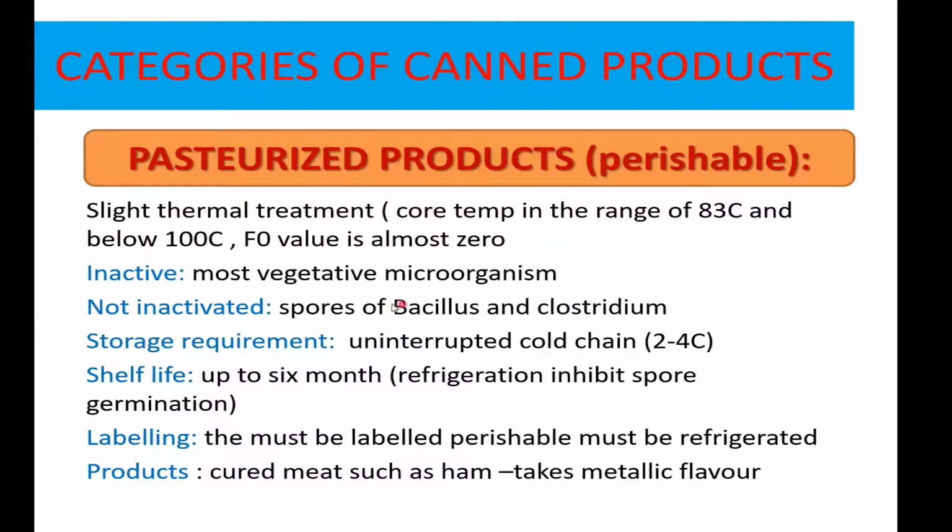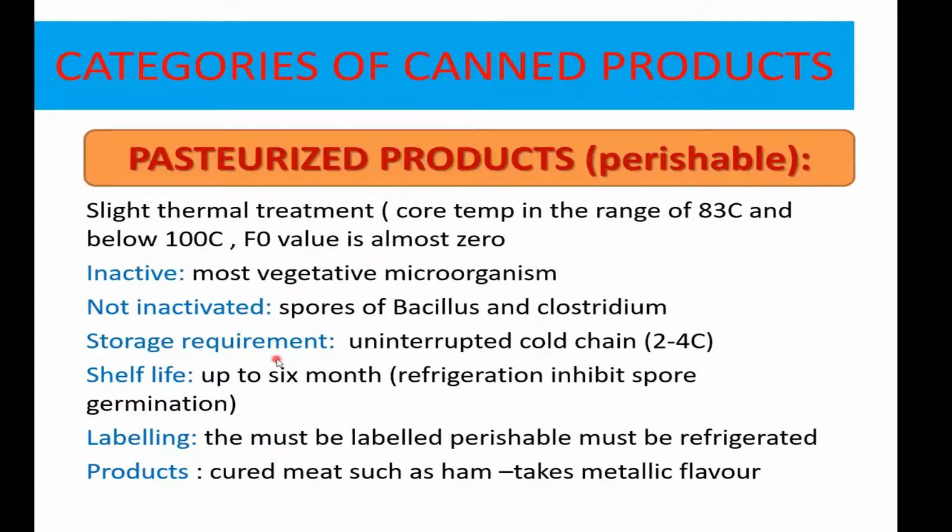Is it clear? So what we are doing here is we inactivate most of the vegetative microorganisms. We are not subjecting to high temperature, only below 100 degrees centigrade. The core temperature is in the range of 83 to below 100 degrees centigrade. That core temperature of the can, the geometric center, I hope you remember that critical thermal point. Since we are not subjecting to high temperature, we will be destroying only the vegetative microorganisms, and the spores of Bacillus and Clostridium or thermophilic bacterial spores are not destroyed. Because if you want to destroy the spores, we have to subject to high temperature.